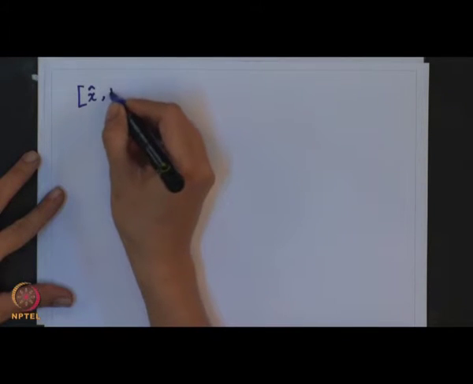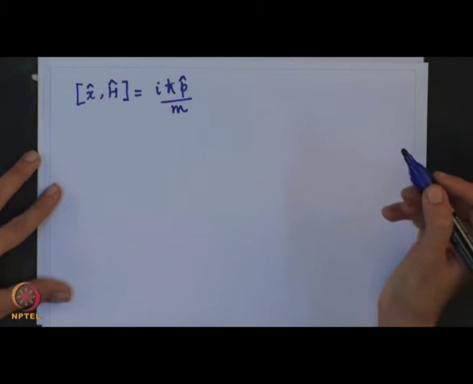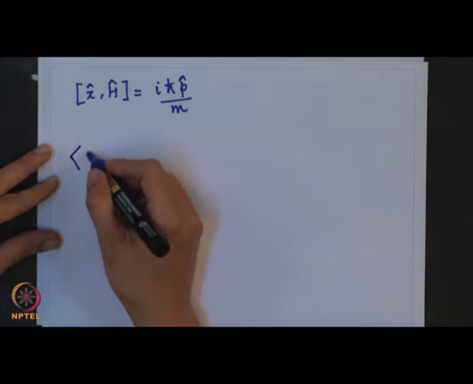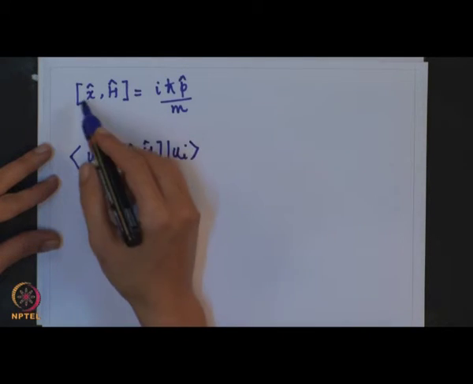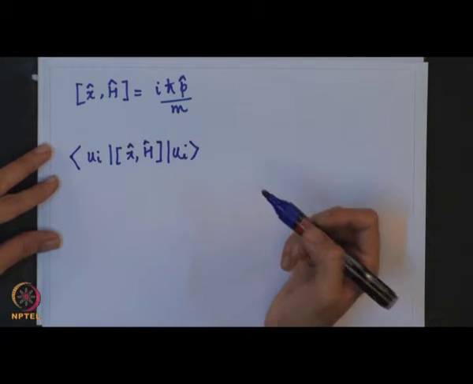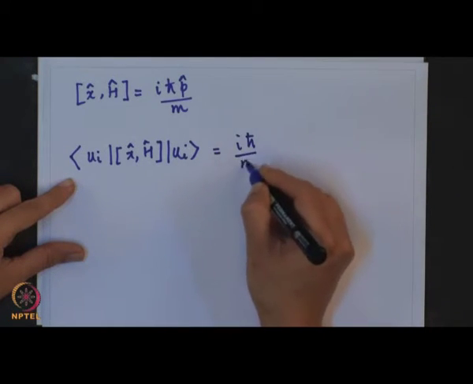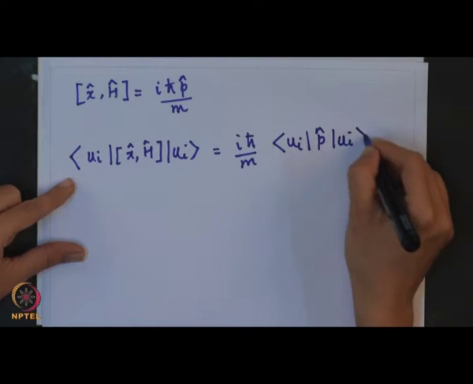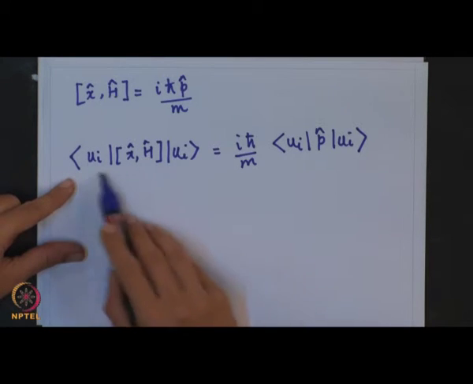Let us continue with this. What we have obtained here, let me rewrite the last step: i h cross p hat upon m. This is what we obtain. Now, we have already calculated in the previous example the commutator between u_i and the bracket. This will be i h cross upon m, being a constant, I can keep this out, u_i p hat u_i. This is what I obtain by substituting for the commutator of x and h, and this left hand side we know.